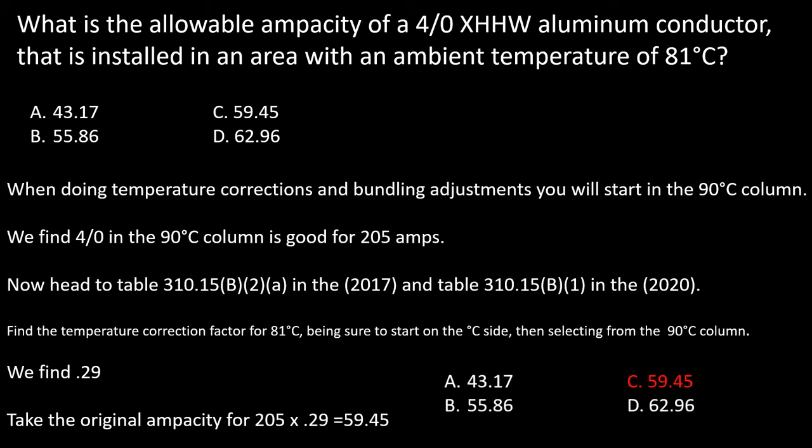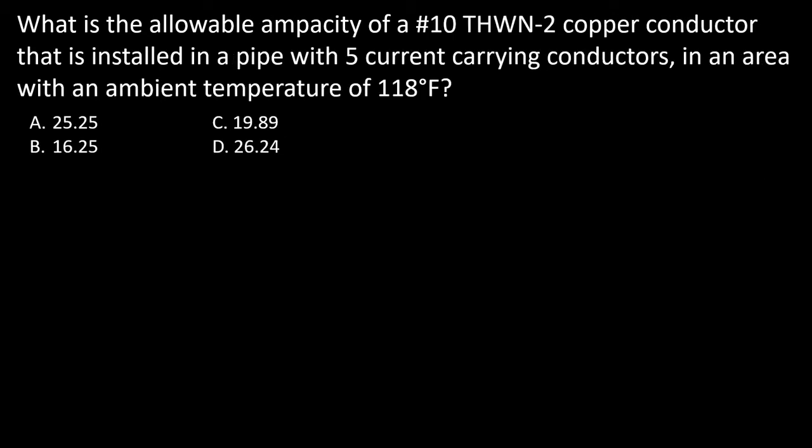Great job. What is the allowable ampacity of a number 10 THWN-2 copper conductor that's installed in a pipe with 5 current carrying conductors in an area that's in an ambient temperature of 118 degrees Fahrenheit? Now you know how to do both of these independently. Now it's time to put them together. Take your time. You can do it.